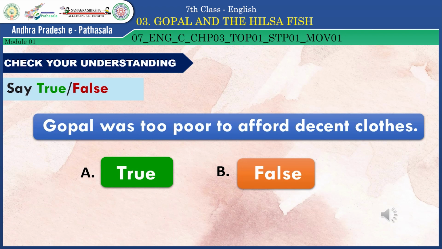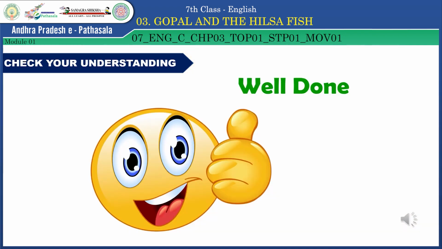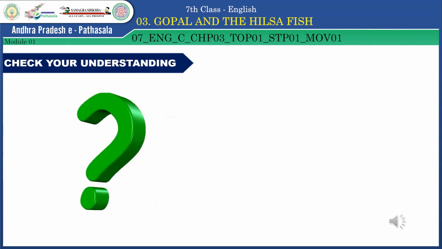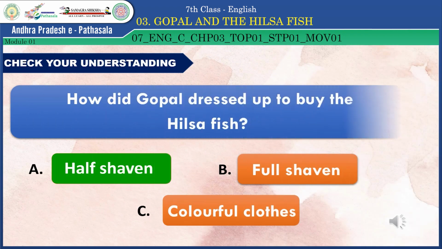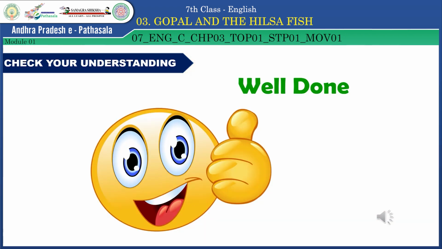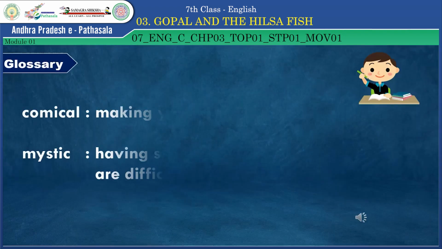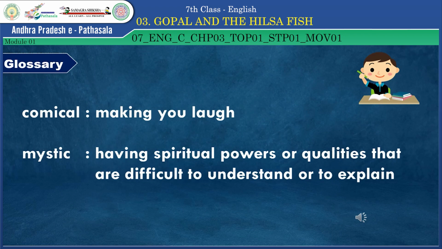Check your understanding. Say true or false. Gopal was too poor to afford decent clothes. Option A, true. Option B, false. Well done. How did Gopal dress up to buy the hilsa fish? Option A, half shaven. Option B, full shaven. Option C, colorful clothes. Great job. Congrats.